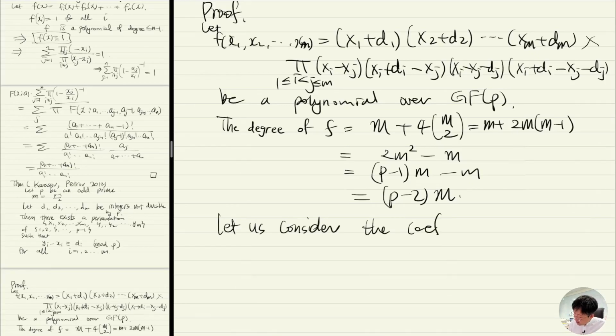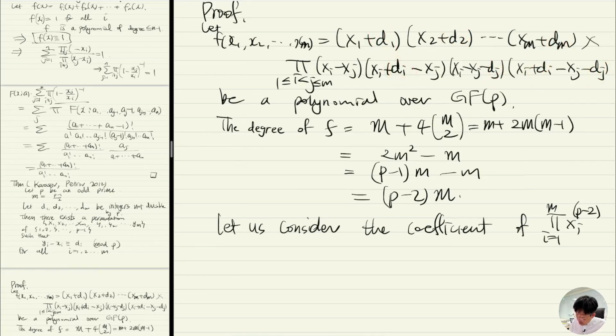the coefficient of the product of xi to the p minus 2, right? This is the highest order monomial. So if this coefficient is non-zero, then we are happy because we can apply combinatorial Nullstellensatz. So what is this coefficient? Well, in that case, we can ignore all these di's, right? Because they will not contribute to the coefficient.